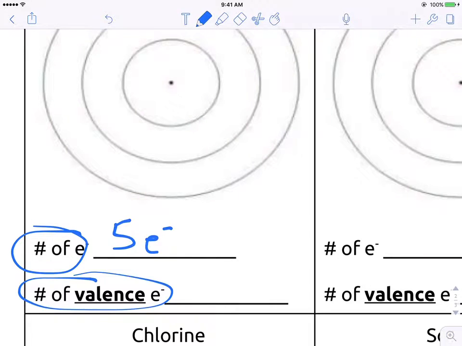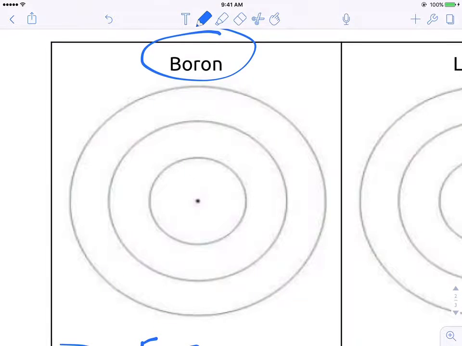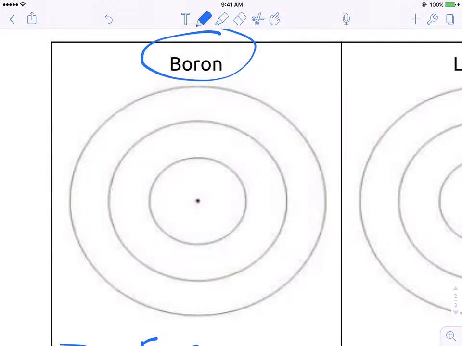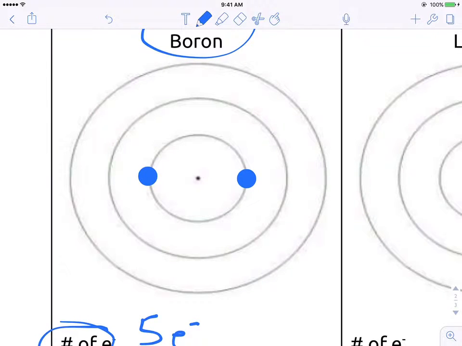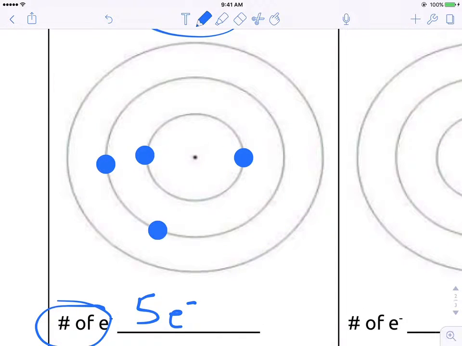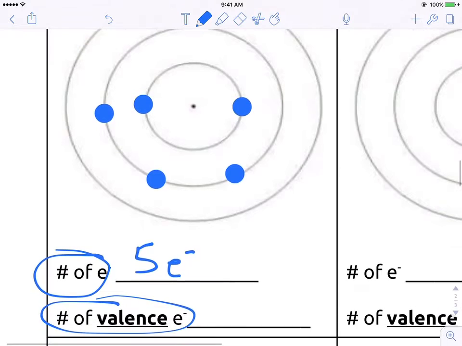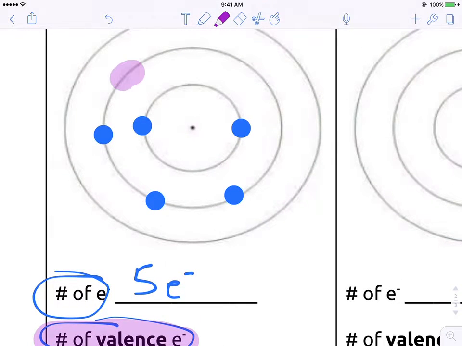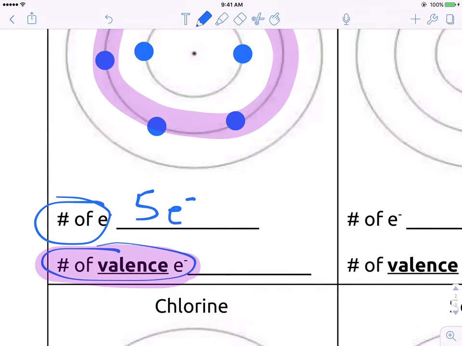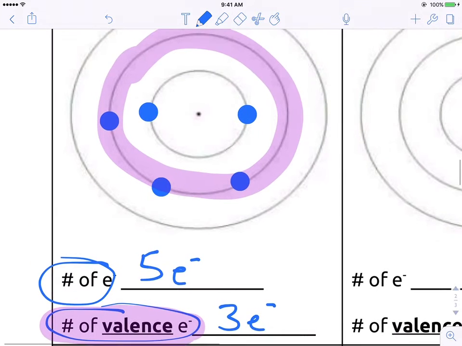To find the number of valence electrons, I'm going to have to place electrons in these energy levels. And so the first energy level, I know I have 2, and that first energy level is full. That means I need 3 more, and that second energy level can hold those 3. There we go. The number of valence electrons is the number of electrons in the outermost shell, which is this second shell here. And there are 1, 2, 3 valence electrons. So 3 valence electrons in the outermost shell.